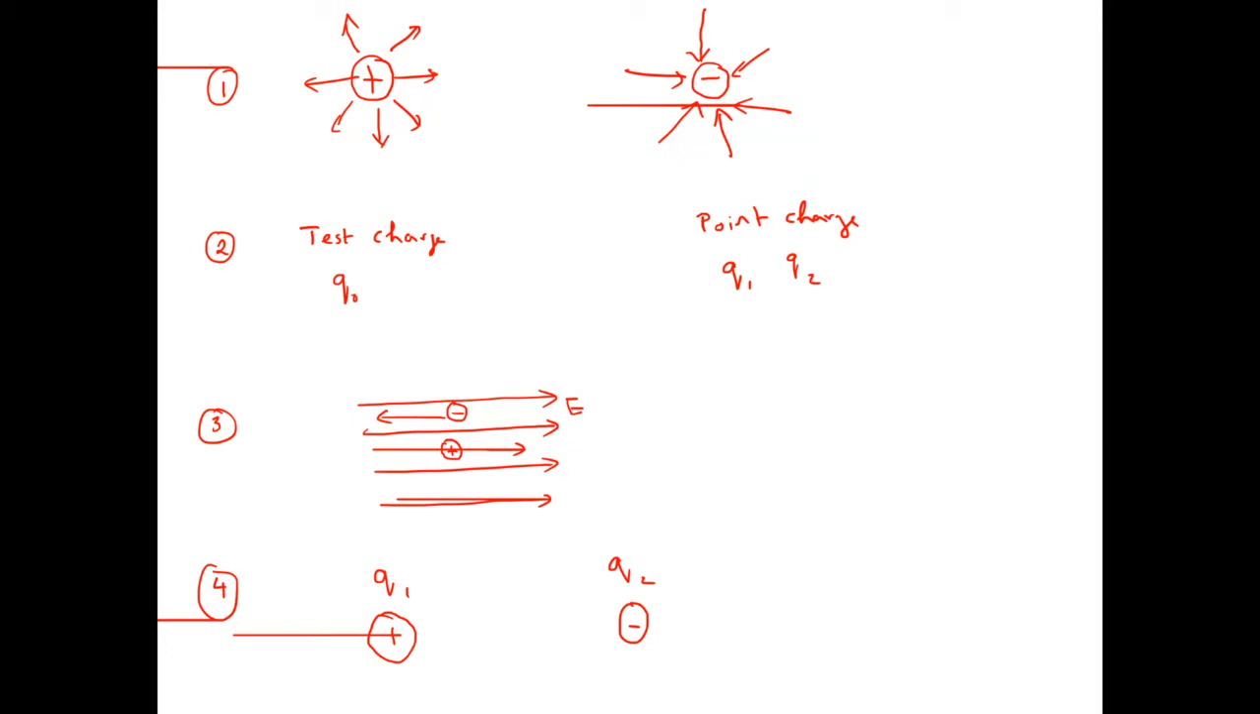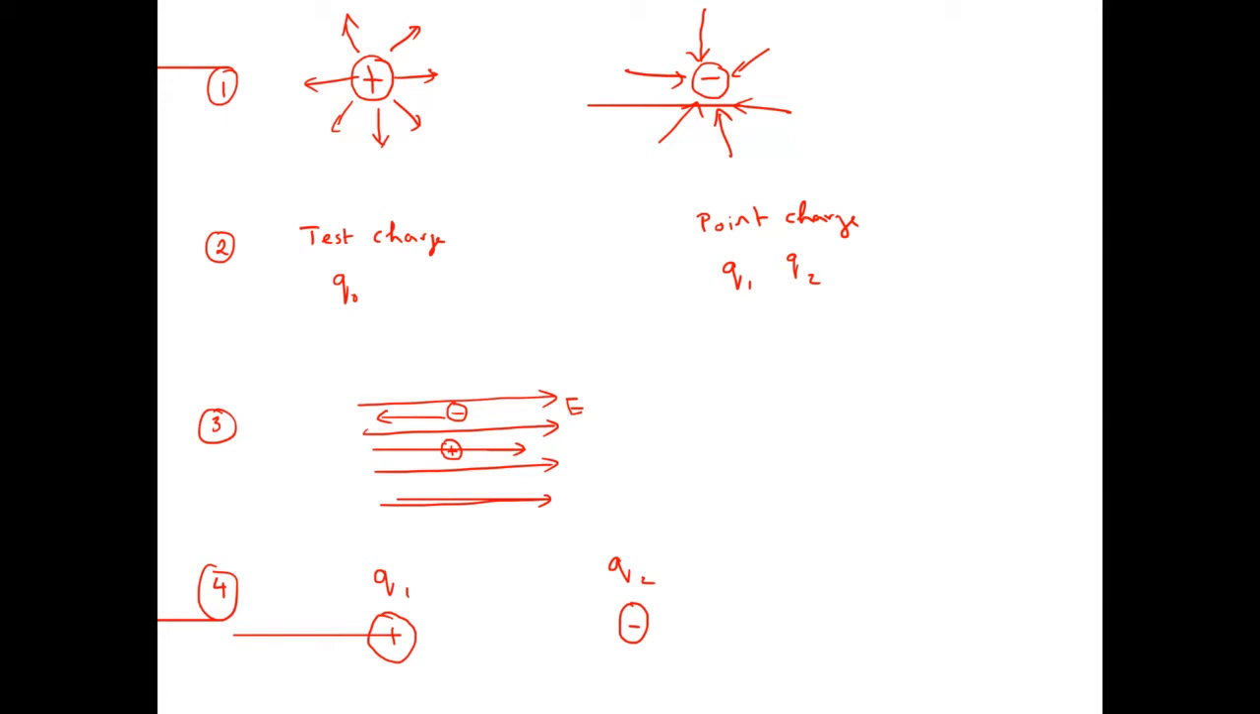The first point: if you take a positive charge or a negative charge, the field lines for the positive charge are always in the outward direction. If you take a negative charge, the field lines are in the inward direction. The second point: we are going to study the concept of test charge and point charge. The test charge is small in magnitude, but the point charge is bigger in magnitude. The test charge is always a positive value, but the point charge may be a positive charge or a negative charge.